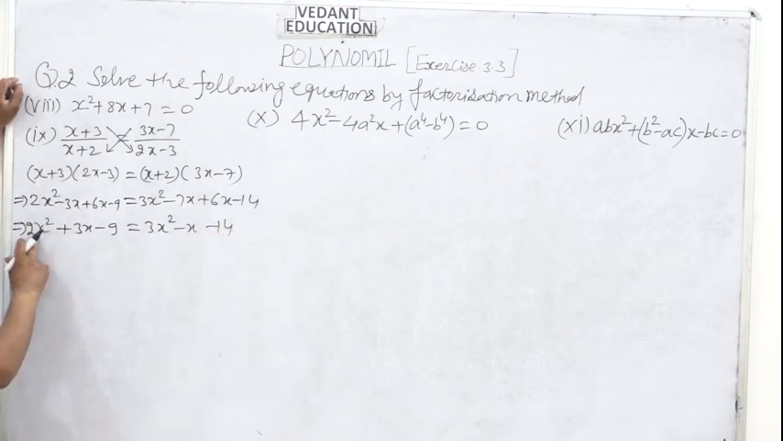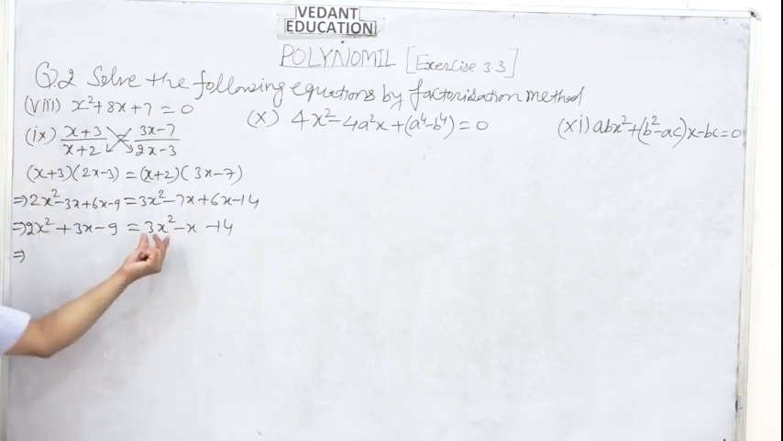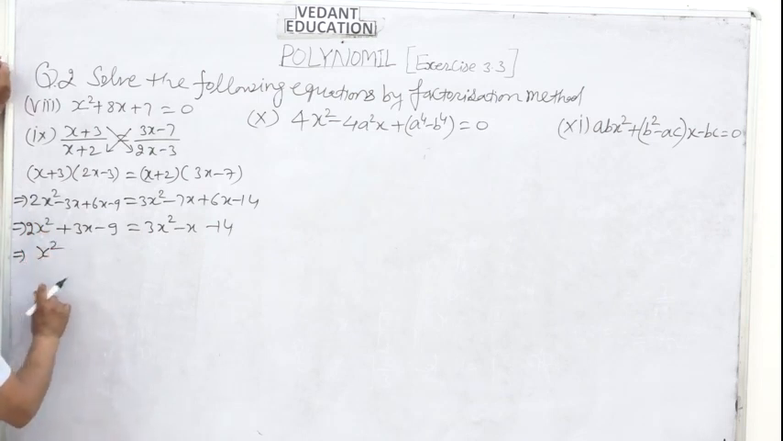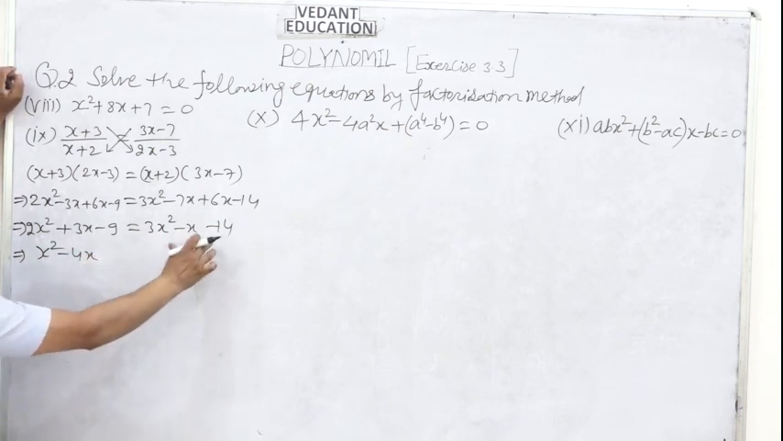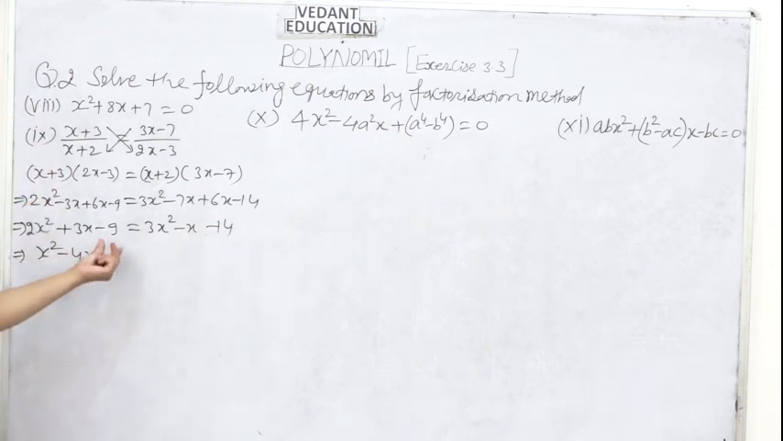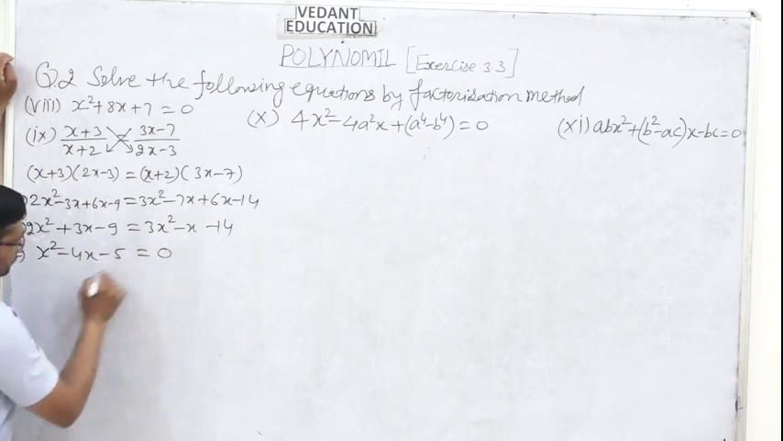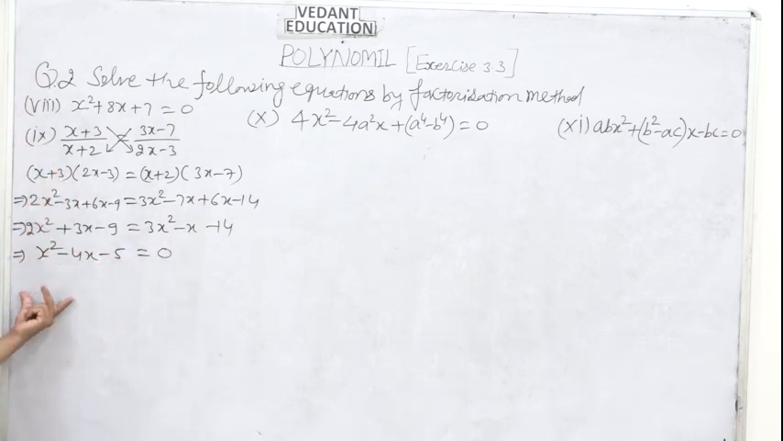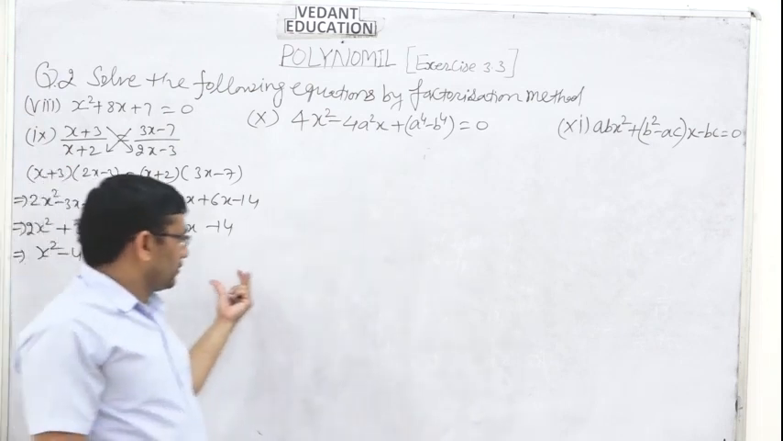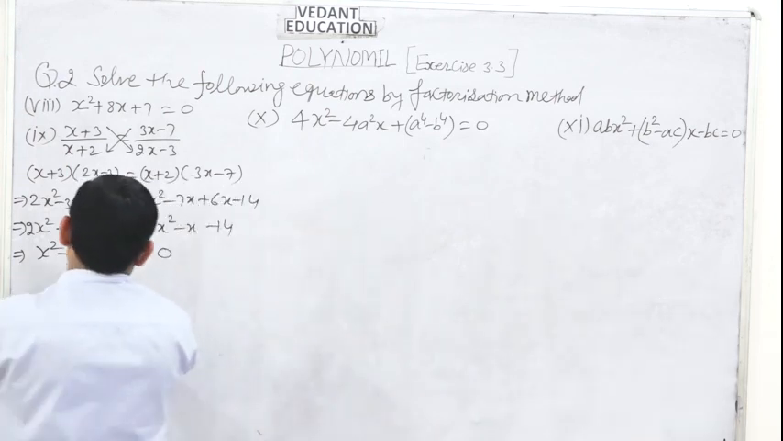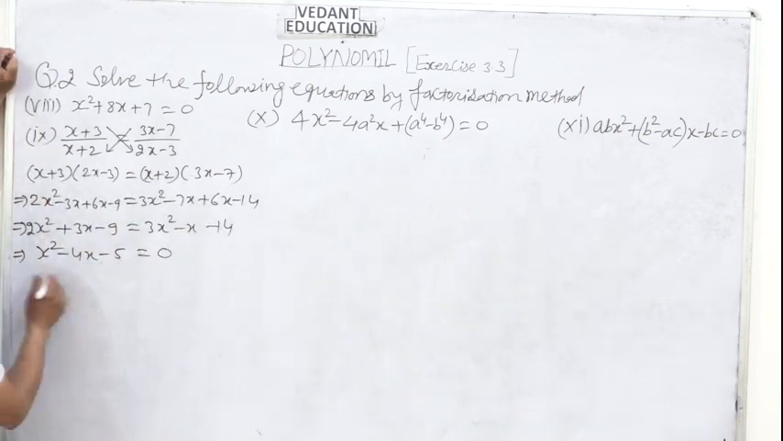Okay, 2x square minus 3x square, that is minus x square, then minus x minus 3x, that is minus 4x, then minus 14 plus 9, that is minus 5 is equal to 0. So by simplification, first we change it into a quadratic equation. This is a quadratic equation, so we can easily factorize. x square minus 4x minus 5 is equal to 0.